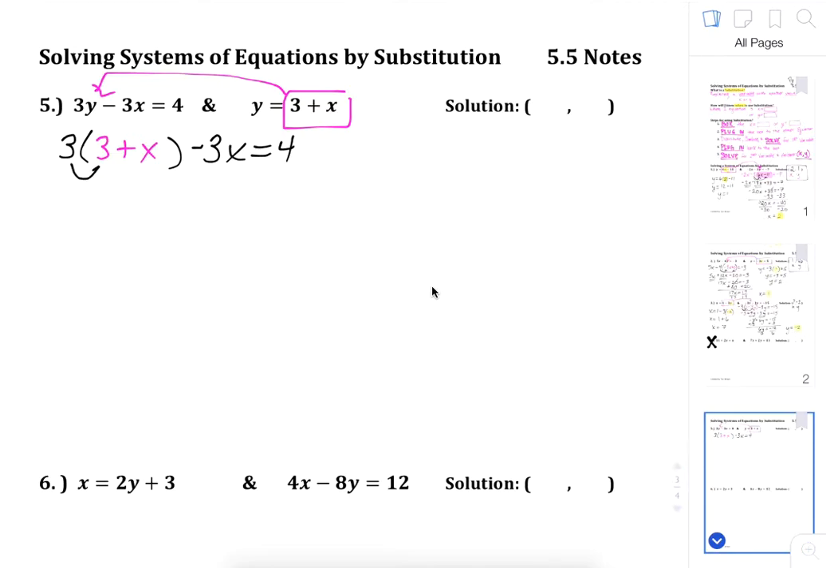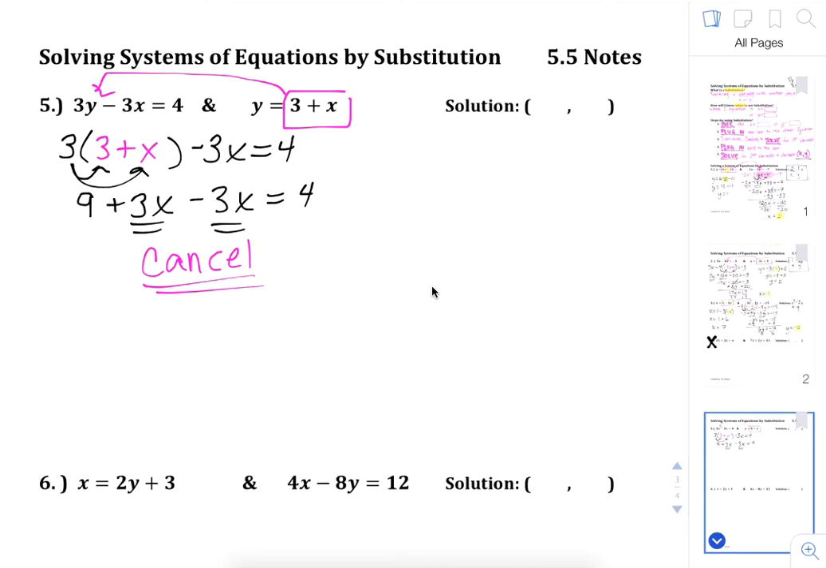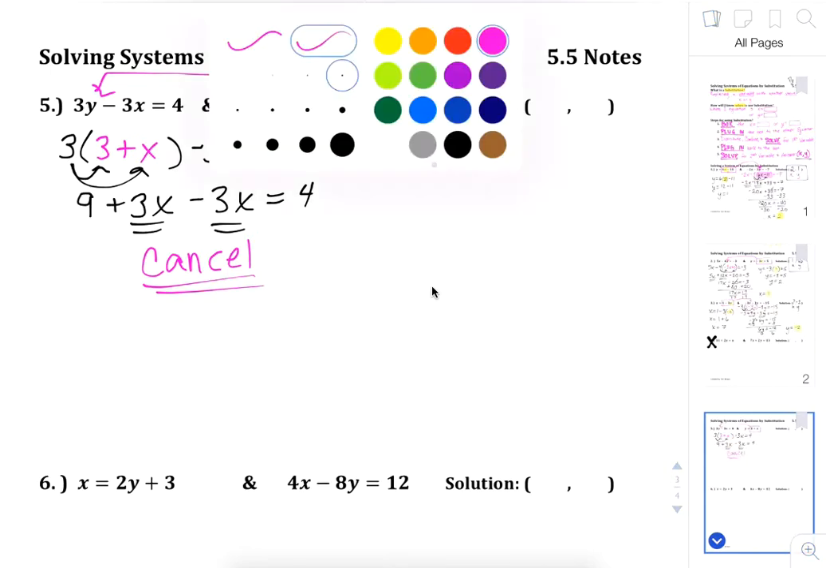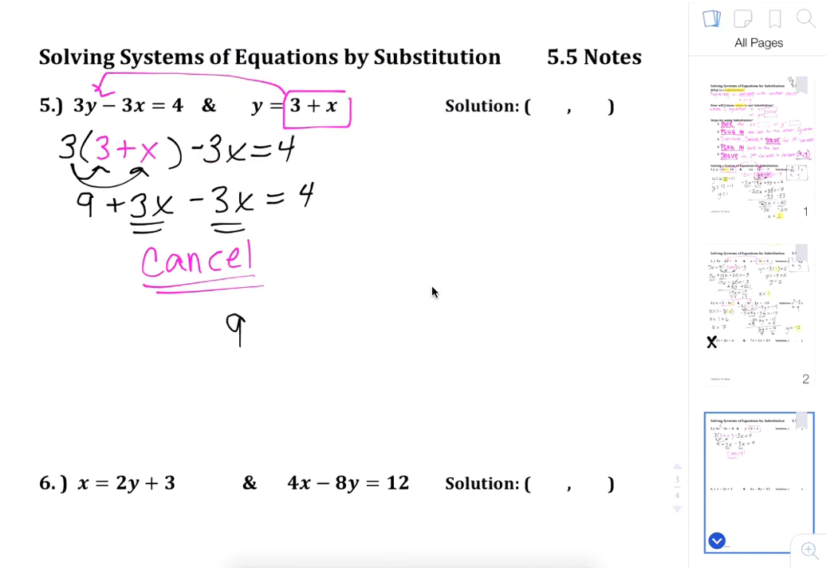We're going to distribute. 3 times 3 is 9. 3 times x is 3x. We're bringing down the rest of it. We need to combine our like terms, so 3x minus 3x, well, what happens? They end up canceling out, right? So what do I have left? Well, all I have left is a 9 equals 4.